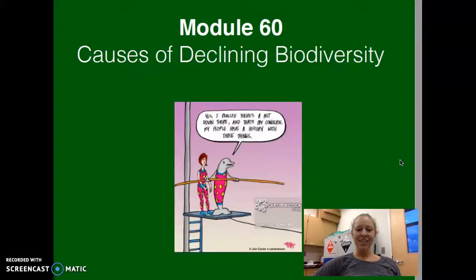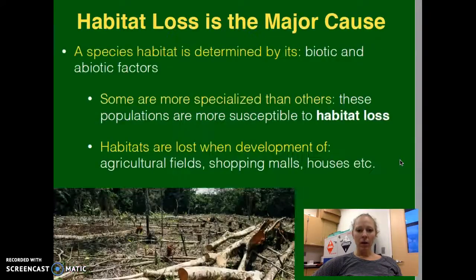Hey there. In this module, Module 60, we'll be talking about the causes of declining biodiversity. So, one major cause of biodiversity loss is going to be habitat destruction.